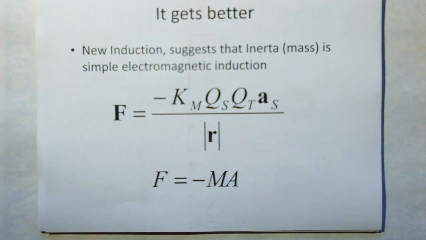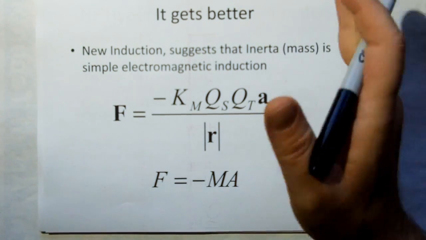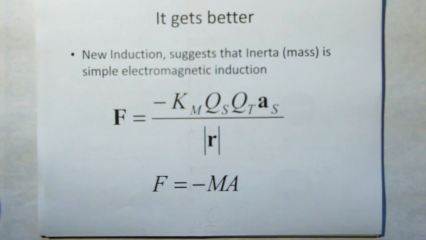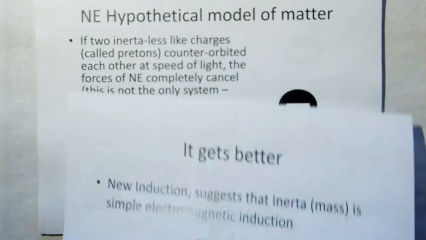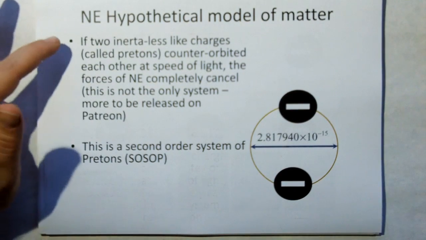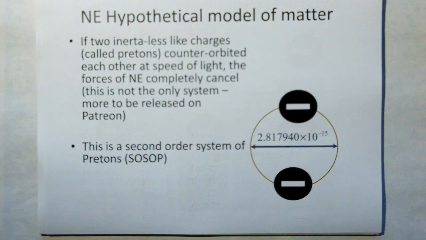But it gets better. New induction suggests that inertia, which we've been improperly calling mass, is simple electromagnetic induction. I just showed that before. In the new electromagnetism hypothetical model of matter, if two inertialess light charges, which we call PreTongs, counter-orbit each other at the speed of light, the forces of new electromagnetism completely cancel.